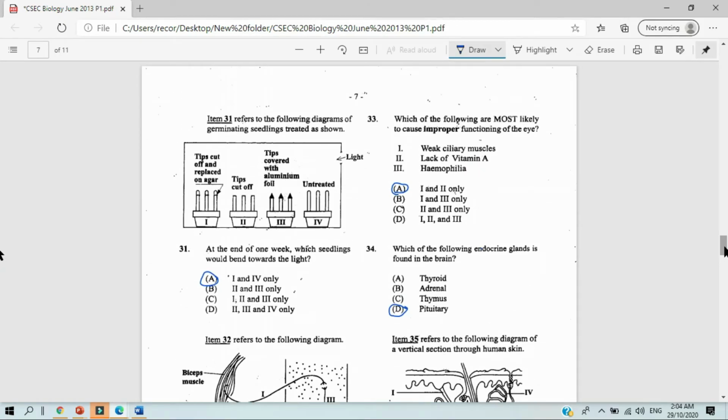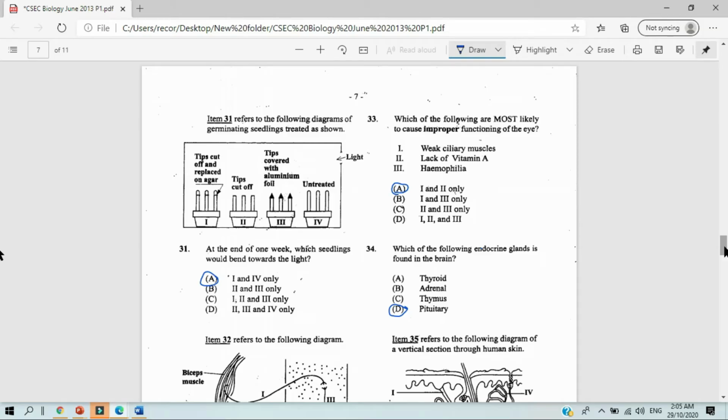33. Which of the following are most likely to cause improper function of the eye? Alright, so that is going to be 1, weak ciliary muscles, and 2, lack of vitamin A. Now the ciliary muscles are connected to the lens. So if they are weak, you understand that the lens will not be able to adjust as it should. So as such, you are going to have some problem with seeing distant or near objects. One of them will be affected. Alright, so your answer there is going to be A.